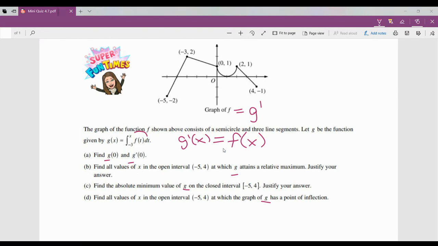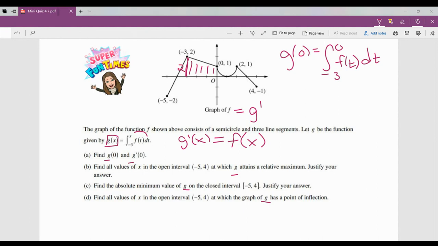All right, so A says find g of 0. So I'm going to go to the g function and I'm going to plug in 0. So g of 0 is equal to the integral from -3 to 0 of f of t dt. So we're going to start at -3 and we're going to shade from -3 to 0. All right, so that's a trapezoid.